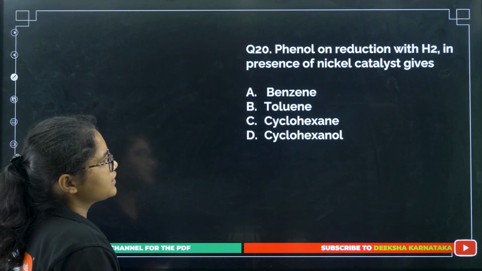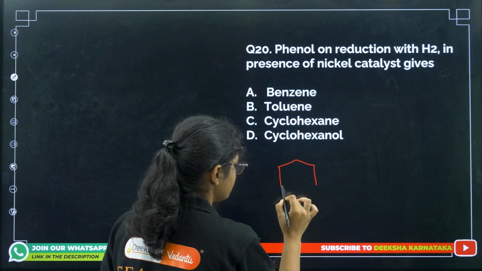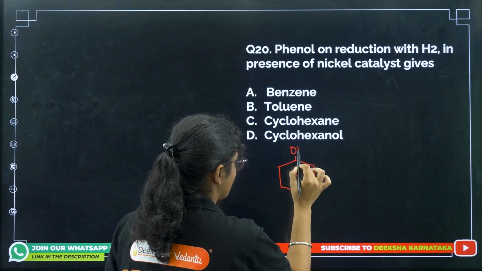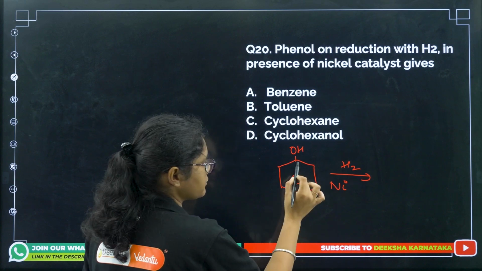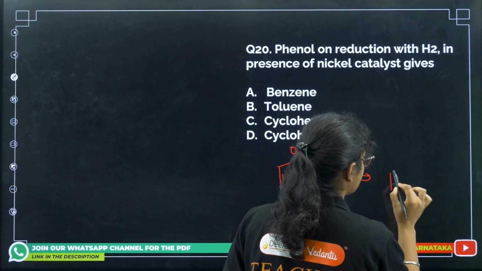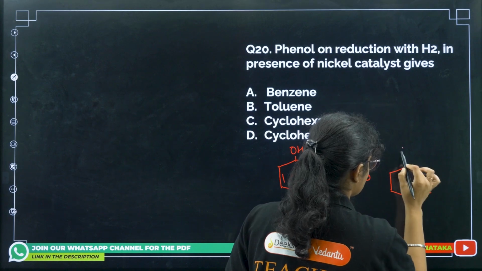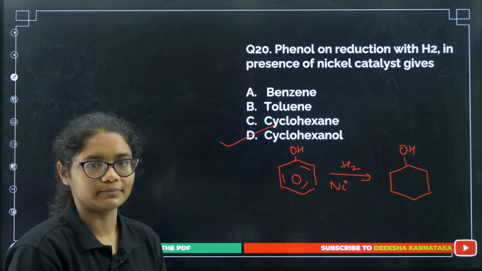Next, phenol on reduction with H2 in presence of nickel catalyst. So if you have phenol here, and reduction with H2 in presence of nickel catalyst, what will happen? All these double bonds which are present are reduced and we will get a compound like this. So what is this compound? Cyclohexanol. The correct answer is option number D here.